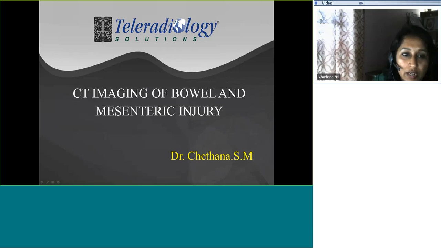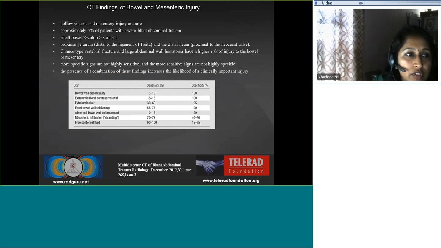Imaging of bowel and mesenteric injury. To start with, hollow viscus injury and mesenteric injury are very rare when compared to solid visceral injury. It's seen in approximately 5% of patients who succumb to severe blunt abdominal trauma. In the order of occurrence, small bowel is more involved than the colon, then the stomach.